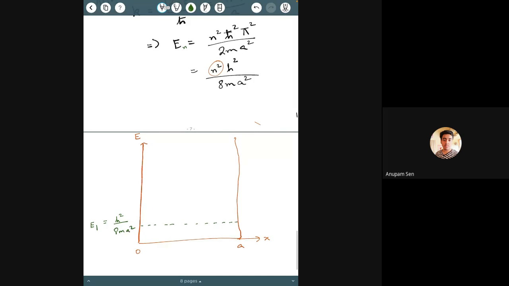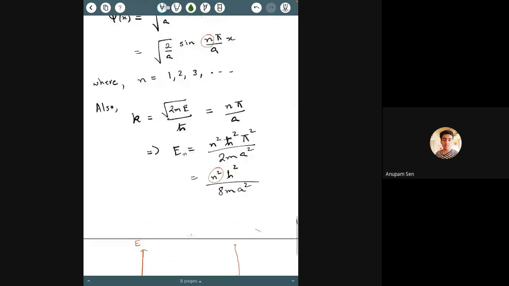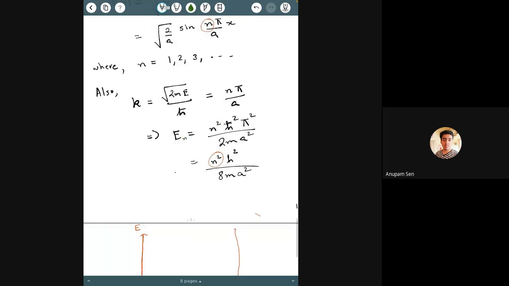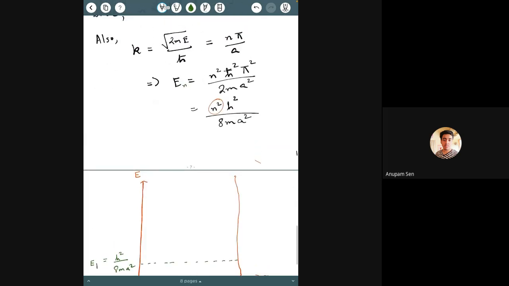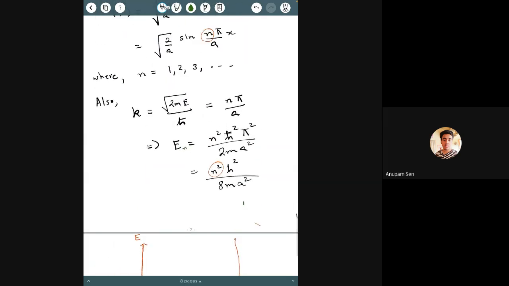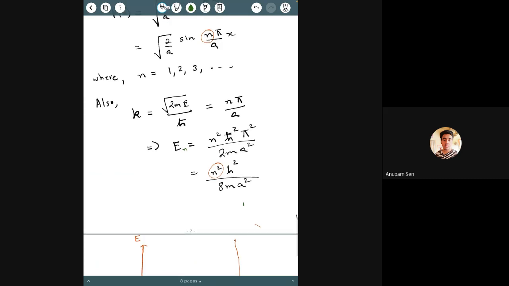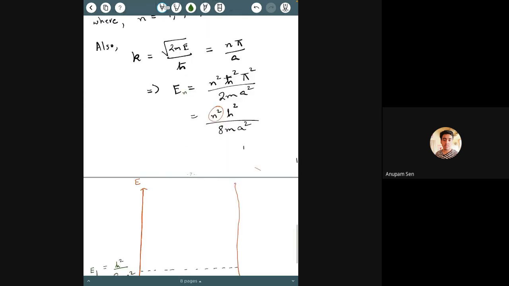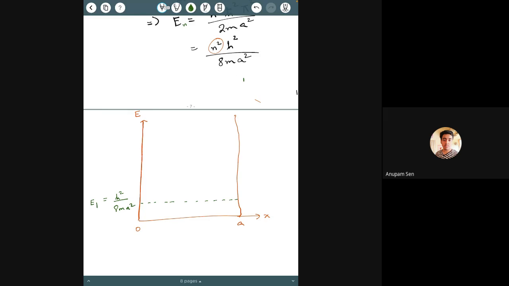And what does the wave function look like? The wave function is simply a sine function, which is 0 at x equal to 0. And x is scaled by pi by a, so it doesn't become 0 anywhere in the middle. It just looks like that. This is n equal to 1.